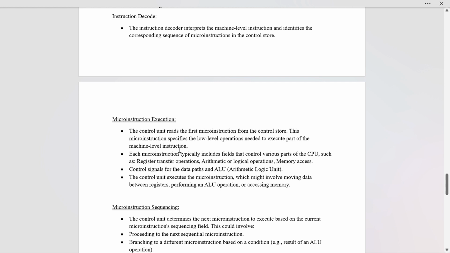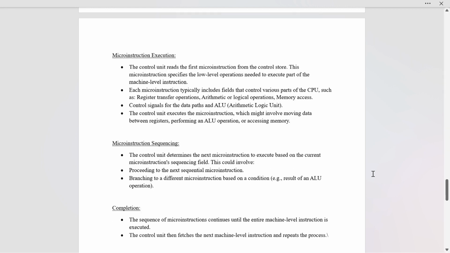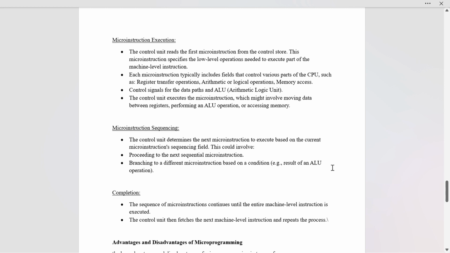Microinstruction execution. The control unit reads the first microinstruction from the control store. This microinstruction specifies the low-level operation needed to execute part of the machine-level instruction. Each microinstruction typically includes fields that control various parts of the CPU, such as register transfer operations, arithmetic or logical operations, and memory access as well. The control unit executes the microinstructions, which might involve moving data between registers, performing an ALU operation, or accessing memory.